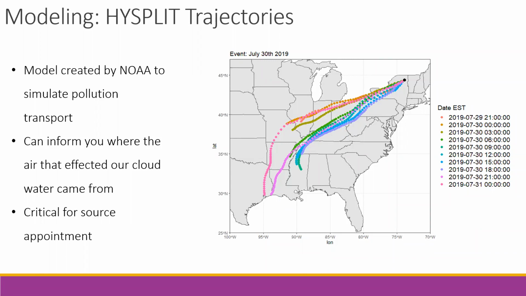For instance, this is an example from July 30th, 2019 that had fairly high sulfate concentrations, much lower than we saw in the past, but fairly high for concentrations these days. And the air masses seem to fly over the Ohio River Valley, which is a place that was known for emitting a significant amount of sulfur dioxide. So this is a very useful tool for source apportionment.